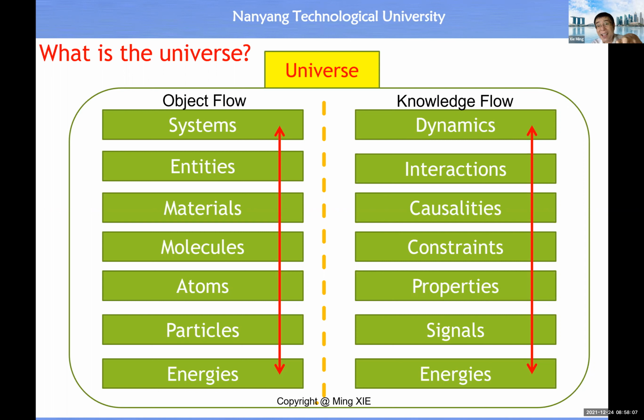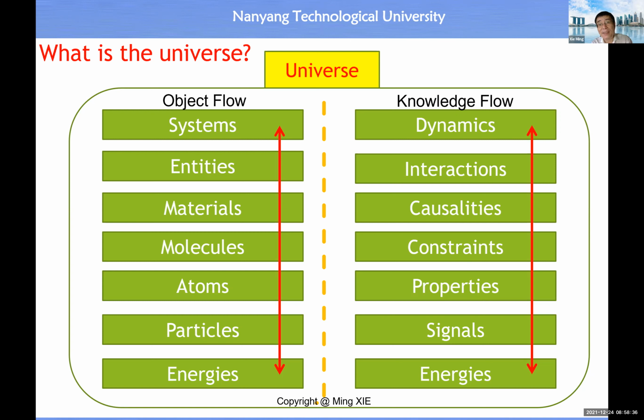Then why is there an interaction? There must be causality, cause, effect, etc., action, reaction. Then why is there a causality? It's because every entity has a property constraint. Due to the presence of a constraint, there's a causality. So all these property constraints could be observed in terms of signal.